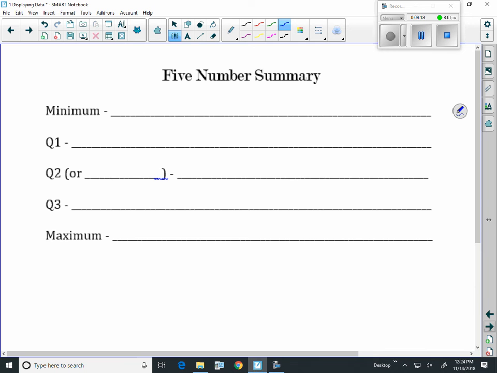All right, so let's talk 5-number summary. This is normal for a set of data. If I ask you to find a 5-number summary, first you're going to find the minimum. What's the minimum? The smallest number in the data set. That must mean that the maximum is the largest number.